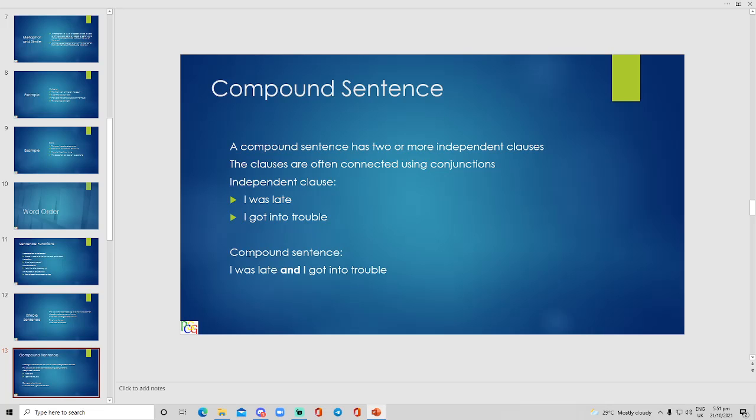Right. So, compound sentence. A compound sentence has two or more independent clauses. So remember, a simple one had one, just add on some more words. A compound sentence has two or more clauses. And these clauses are often connected using conjunctions. And I'll go to conjunctions in a minute.